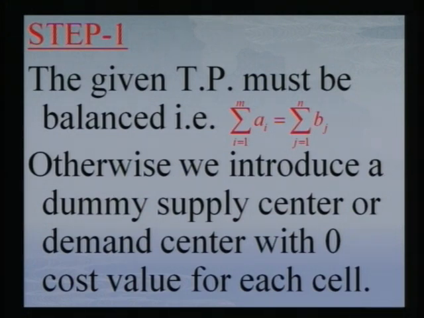If it is not so, then we have to introduce or insert one dummy supply center or a dummy demand center with 0 cost values for each cell in that particular row or column. That means we insert an extra row or column in the table with 0 values for cost values.